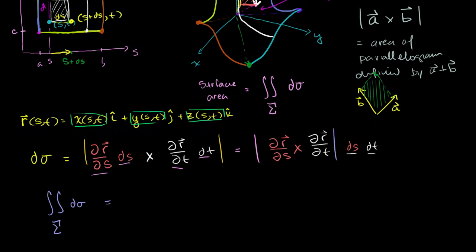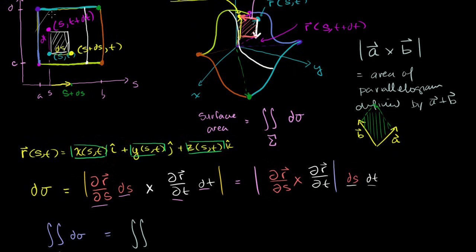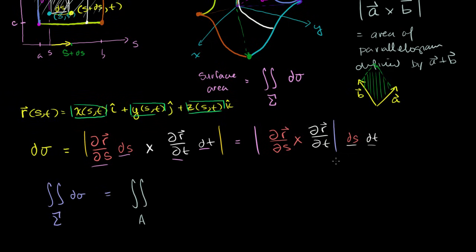That's a double integral. So we're going to take the double integral over this region, or this area right here. That area is the same thing as that whole area right over there, of the cross product of the partial of r with respect to s and the partial of r with respect to t, ds and dt.